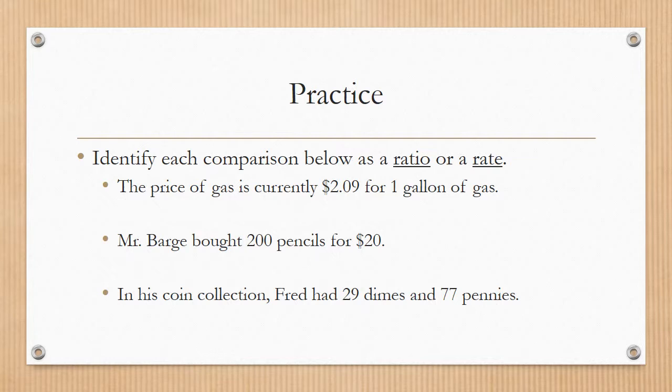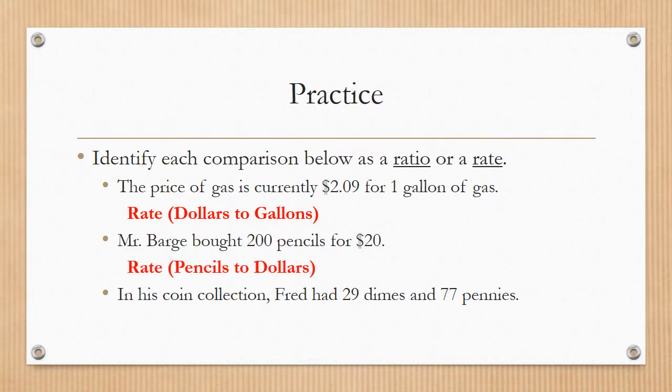Take a look at these problems, see if you can identify them as a ratio or a rate. Okay, the first one, gas is currently $2.09 for 1 gallon. We're comparing dollars to gallons, so that is going to be a rate. Second one, Mr. Barge bought 200 pencils for $20. Here we're comparing pencils to dollars, so that would be a rate.